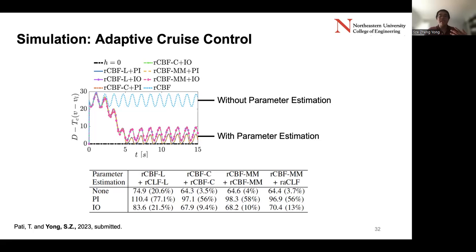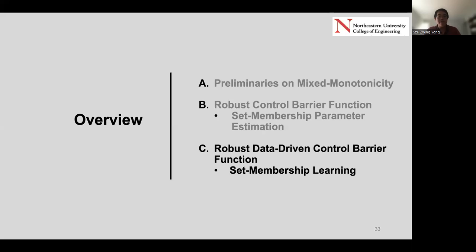Of course, this comes at a cost when we do parameter estimation. Whichever method we use, it incurs additional time. In general, I would say that using the interval observer, which is the second method that I talked about, has a small time overhead compared to not having parameter estimation at all. And that small overhead allows us to get the results that I've just shown here. We can get closer to the boundaries.